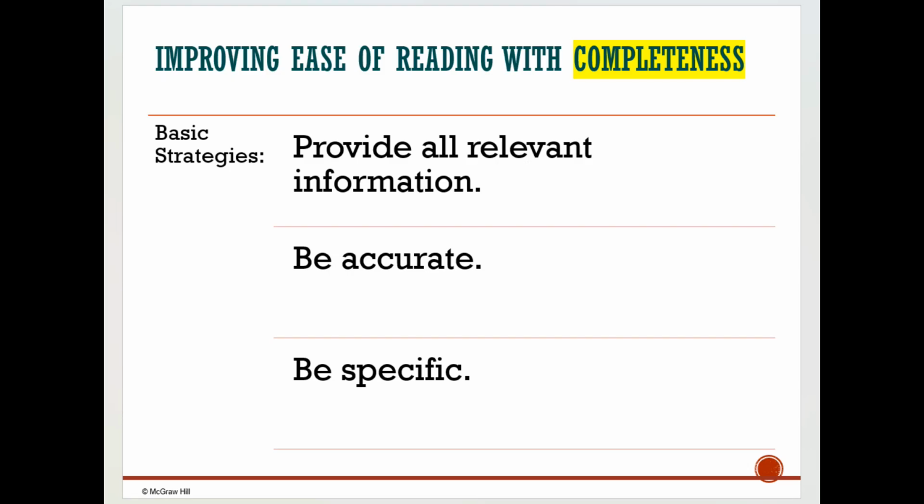So when we're looking at improving ease of reading with completeness, there are some basic strategies to keep in mind. Provide all relevant information. In this case, we want to plan, write, and review your messages strategically. We want to include only the necessary information in the message. Secondly, we want to be accurate. Your accuracy is what's going to enhance your credibility with your audience. They're going to trust your future communications based on your accuracy of the information.